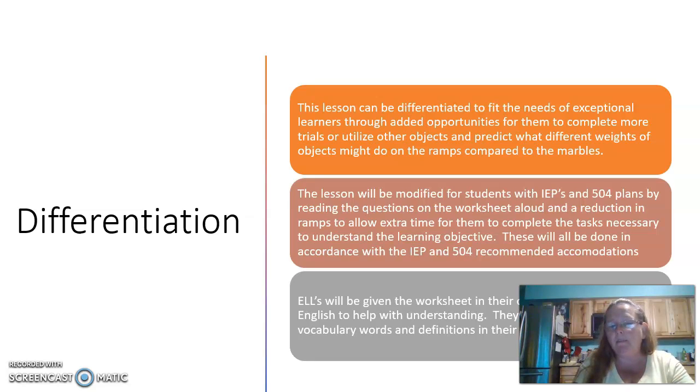ELLs will be accommodated by being given the worksheet in their original language and in English to help with understanding. They will be provided the vocabulary words and definitions in their own language also.